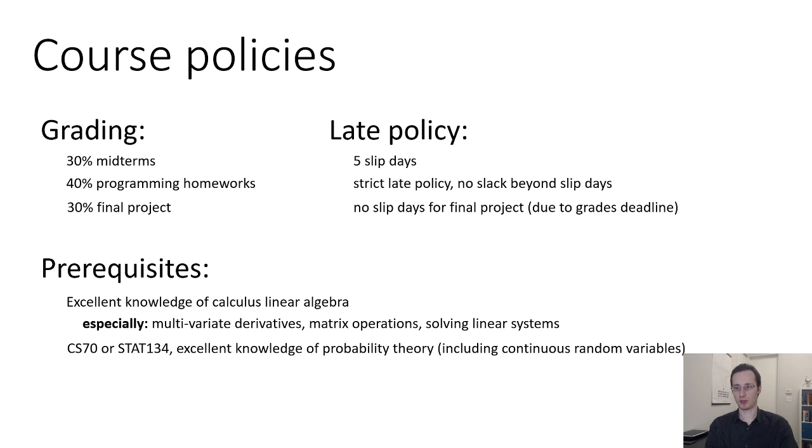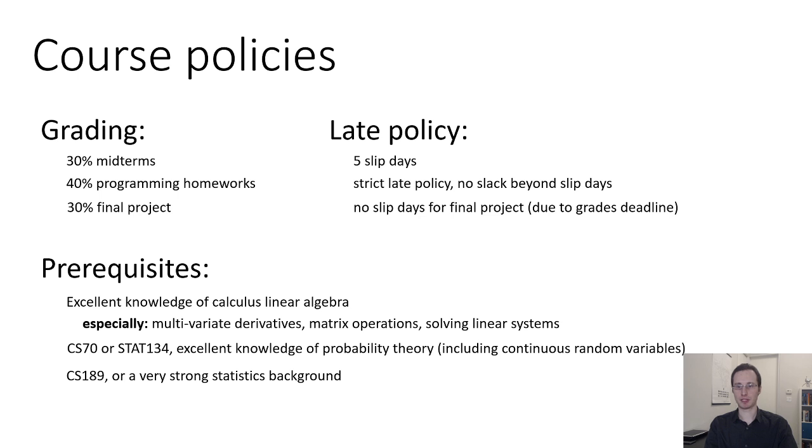You should have excellent knowledge of probability theory, CS70 or STAT 134. CS70 just kind of barely covers the probability that you need. You can probably make it through with CS70, but be prepared that it'll be a little harder going, that you might need to brush up on the probability theory a little bit. Definitely you should know how to deal with continuous random variables, Gaussian or normal distributions, multivariate normal distributions, things like that.